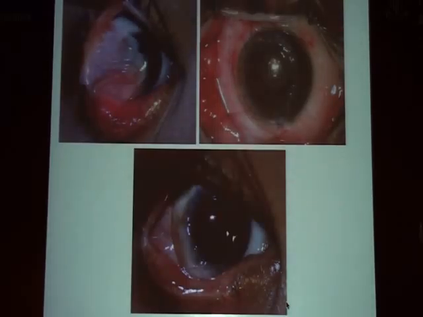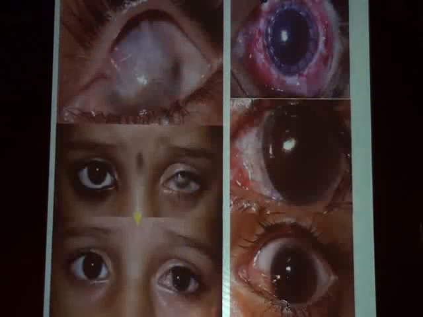This is another patient with thermal injury. This is a patient with unilateral chemical injury. We did an anterior lamellar keratoplasty with conjunctival limbal autograft, and you can see that the post-operative outcomes are quite good. You can do it using a single graft, or you can do it by the SLET technique, or you can even do it by ex vivo culture of the limbal stem cell biopsy that you take from the fellow eye.